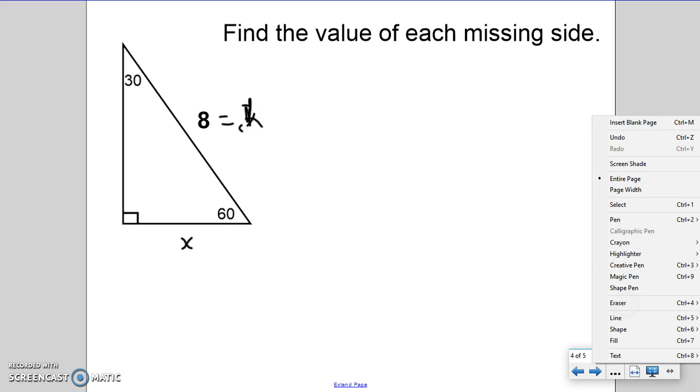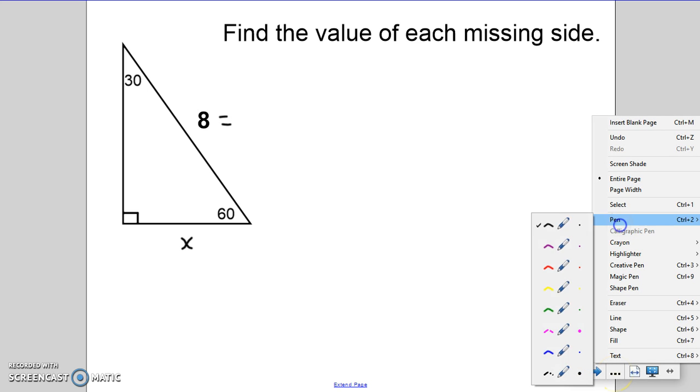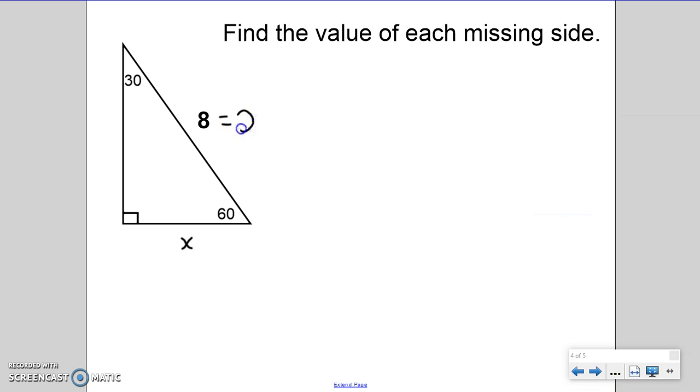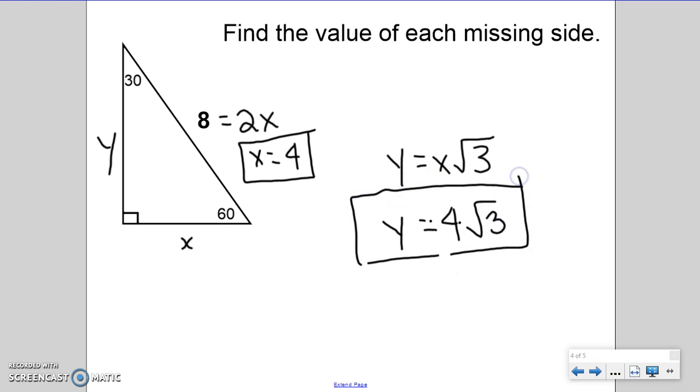So since 8 is equal to 2x, what I'm going to do is solve for x, and then I can use that to find the other side of the triangle. So dividing by 2 tells me that the value of x is equal to 4 units. So I have that as one side of my triangle. And if I label this side of the triangle y, the value of y is equal to x times the square root of 3. So that tells me that the other side y is 4 times the square root of 3. So that would be the other side of this triangle.